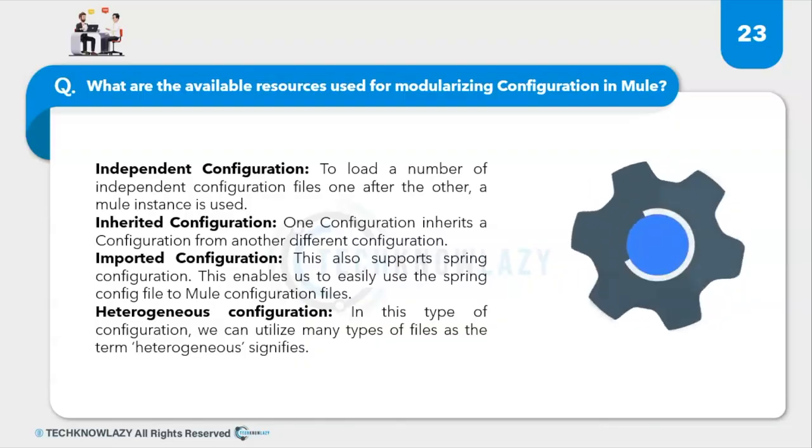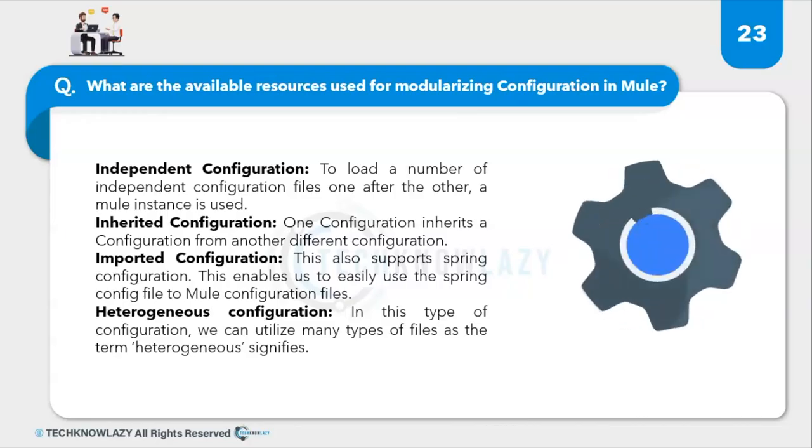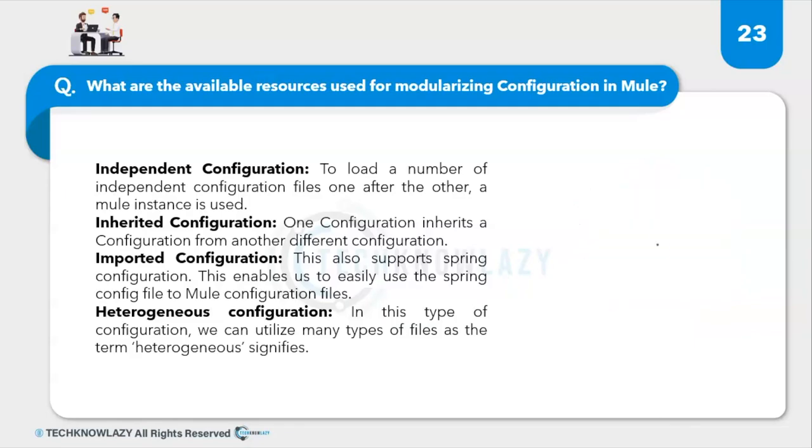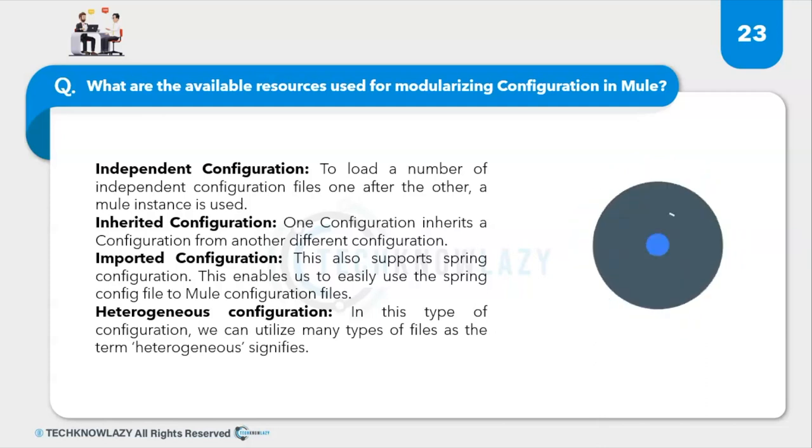The imported configuration is the third one. This also supports Spring configuration. This enables us to easily use the Spring config file in Mule configuration files. Lastly, heterogeneous configuration. In this configuration, we can utilize many types of files, as the term heterogeneous signifies.